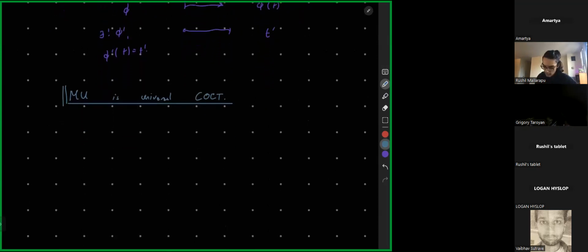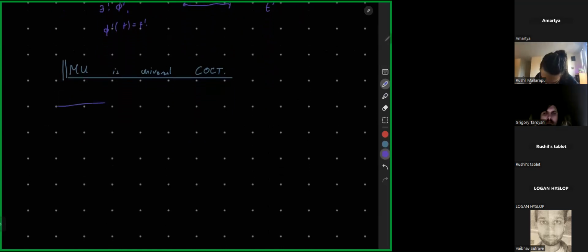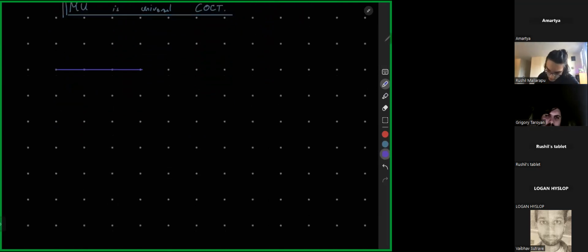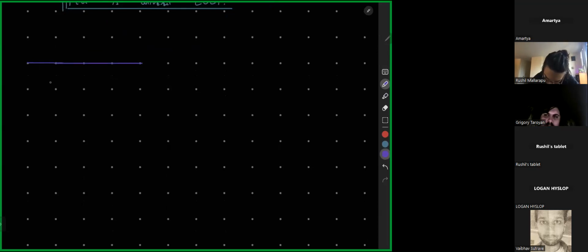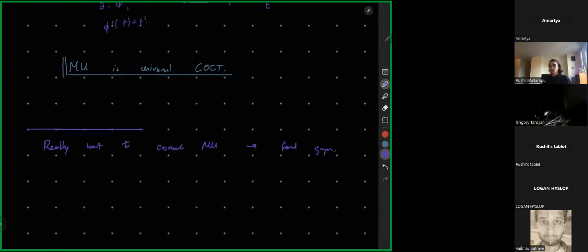And then in the last 5 minutes, I'm just going to say briefly that this is all very well and good, but the thing we really want is to connect MU back to formal groups and Lazard's theorem, because if this is the universal complex-oriented cohomology theory, it should be, in some sense, associated with the universal formal group law. It turns out that this is true.